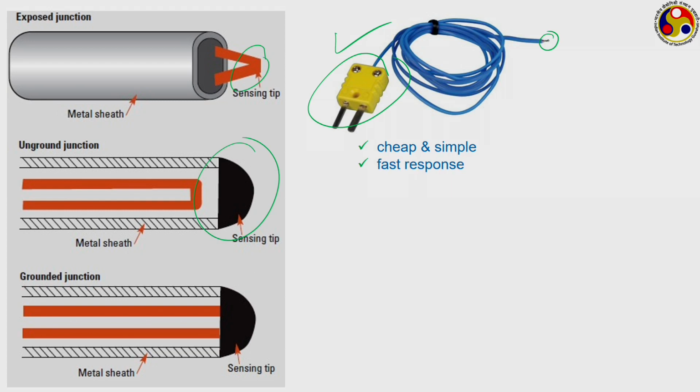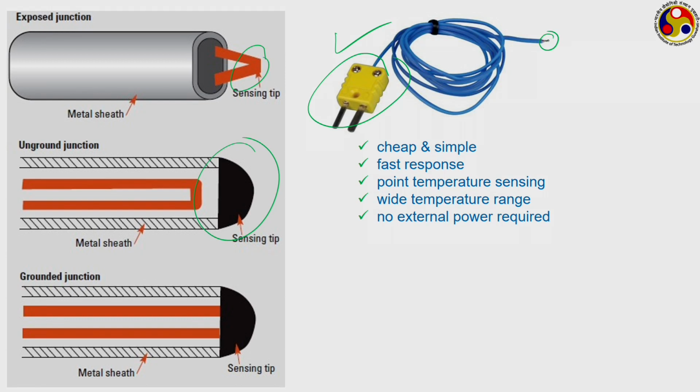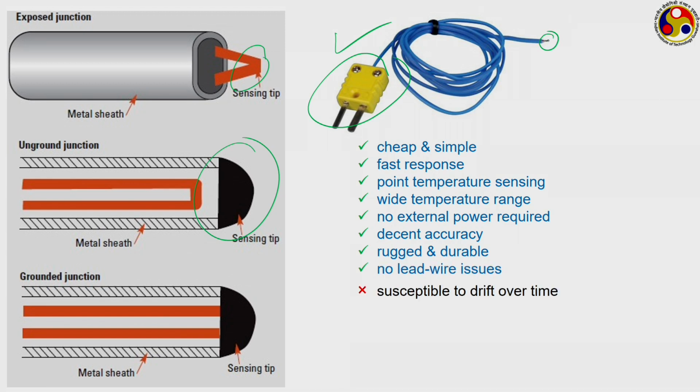So, thermocouples are cheap and simple, and can provide very fast response because they are very small in dimension. Bead point temperature sensing is not possible with any of the ones that we have discussed earlier. A wide temperature range can be covered with suitable choice of the material couple. No external power is required, like in the case of RTDs or thermistors. They can provide decent accuracy, of course lesser compared to RTDs and thermistors, but still quite workable, definitely better than the expansion based devices. Rugged and durable, and no lead wire issues as well.